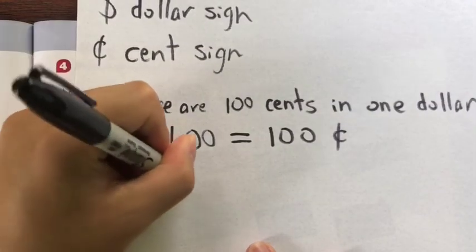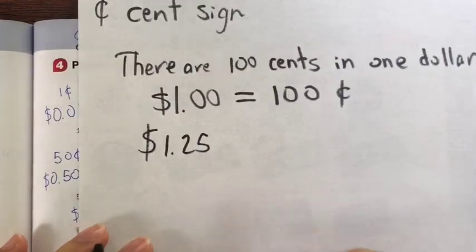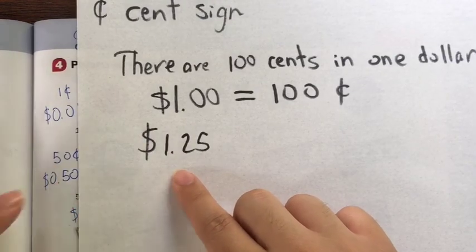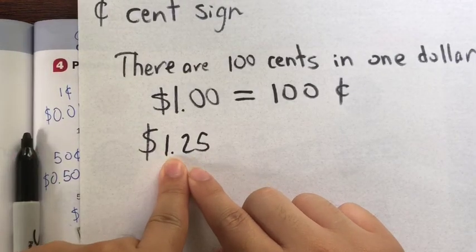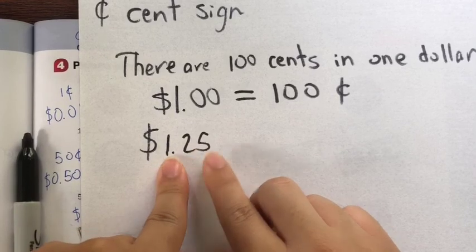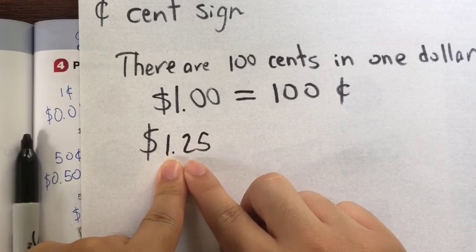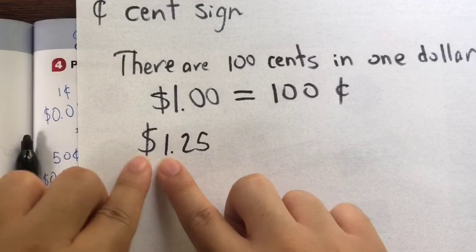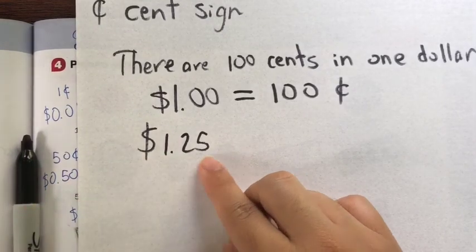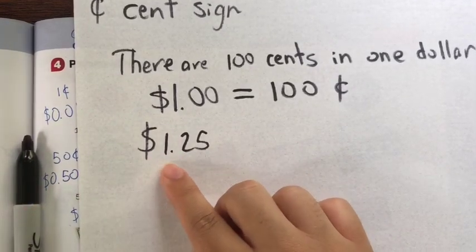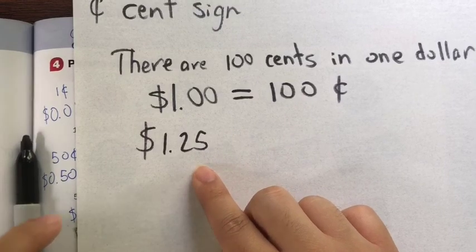So this amount of money, the period is right here. There's always two numbers to the right of the period, the dot. On the left is dollars, on the right is cents. So this is $1.25.